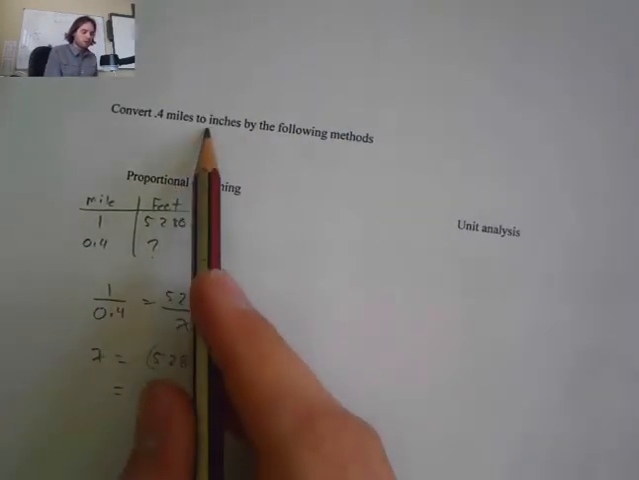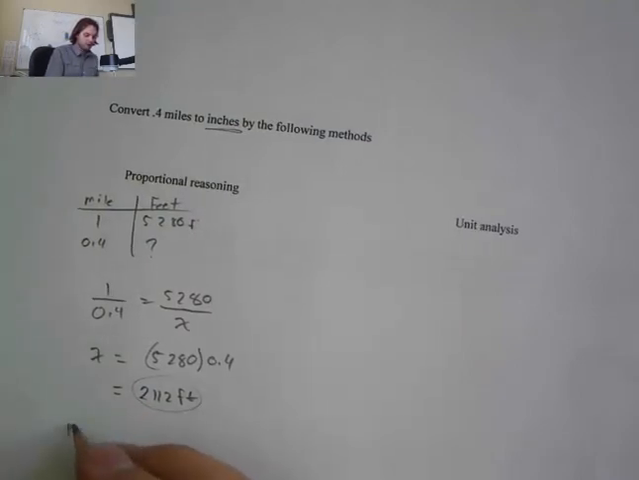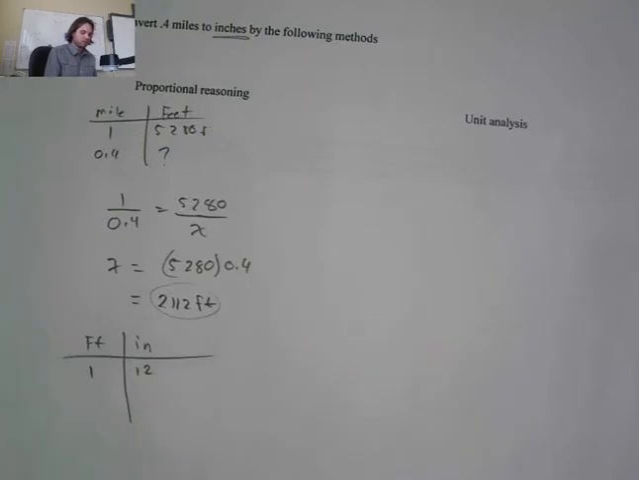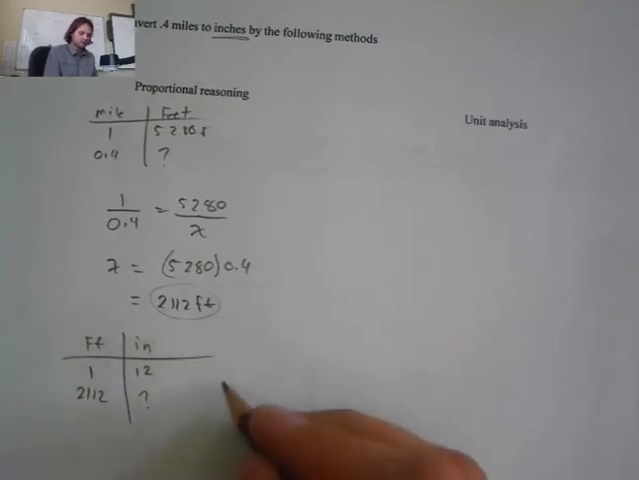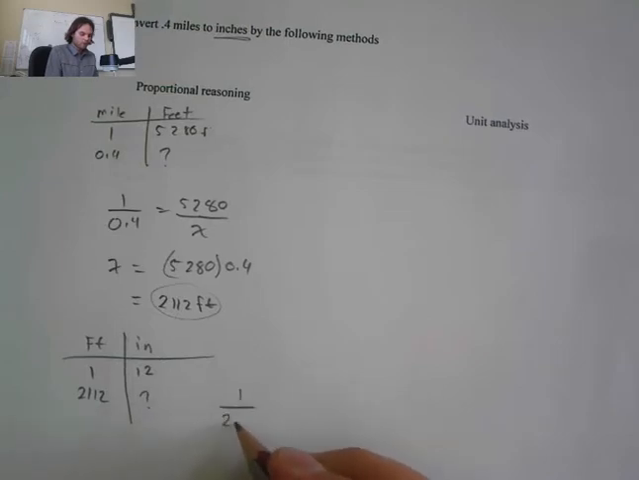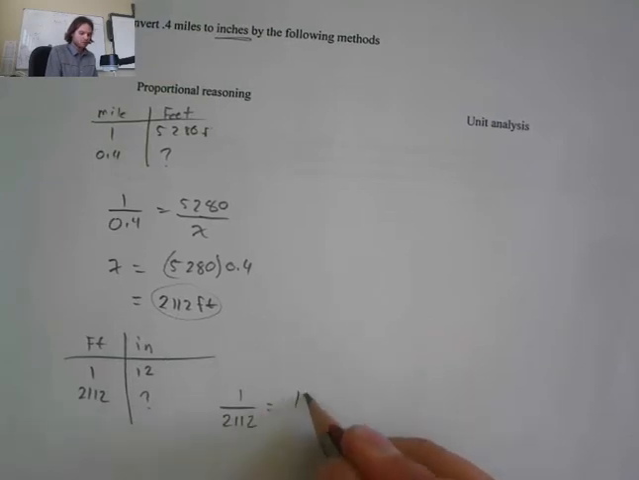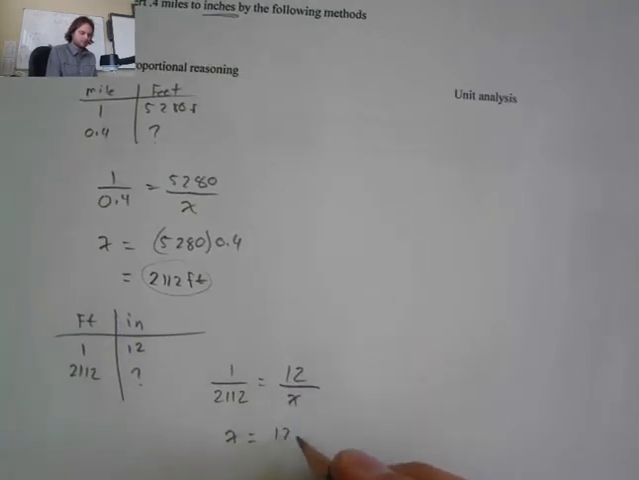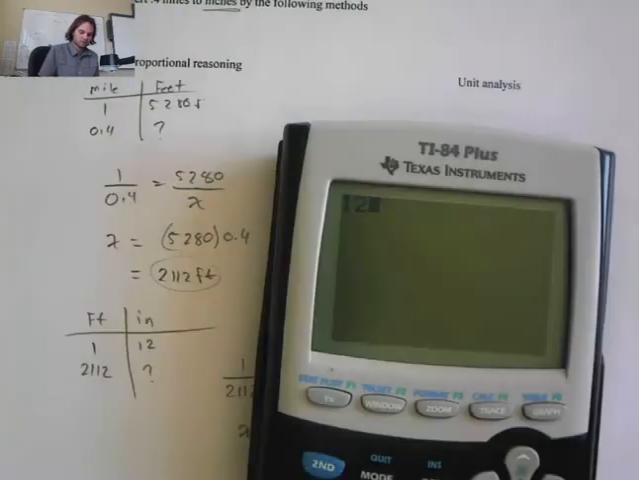Okay? So now we know how many feet there are. Next part is we want to know it in inches though. Well, I know from feet to inches, we have 1 foot is 12. How many feet do I have? I have 2,112 is equal to, well, we don't know. So let's do that again here. So I'm going to have 1 over 12 all over x. So x is equal to, which will end up giving me 2,534.